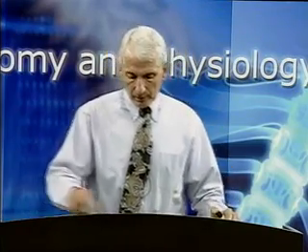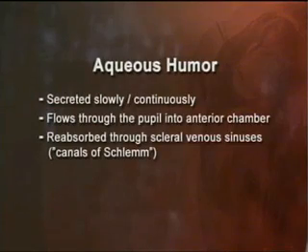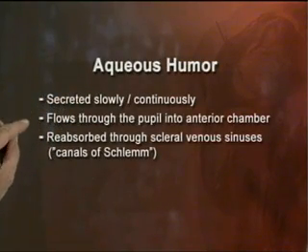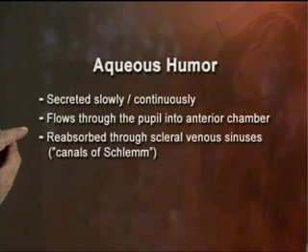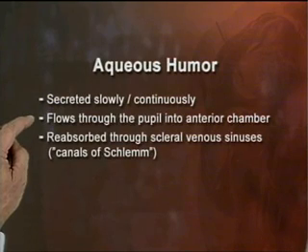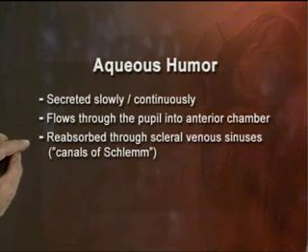All right. So let's look at a graphic that'll summarize what we just said. Aqueous humor is secreted slowly but continuously. Flows through the pupillary opening into the anterior chamber from its site of production in the posterior chamber, and then is normally reabsorbed through the scleral venous sinuses, the quote, canals of Schlemm.